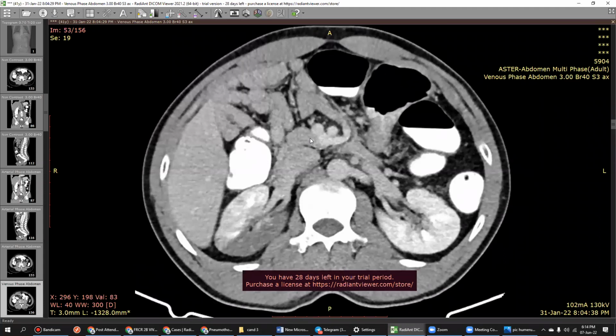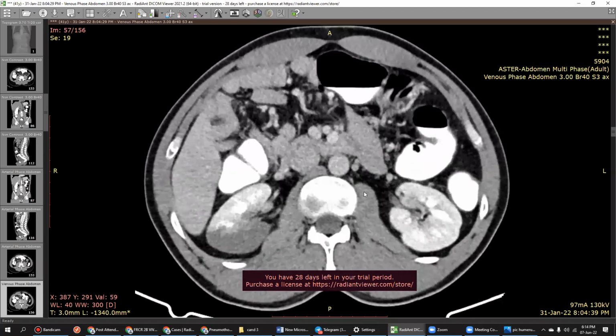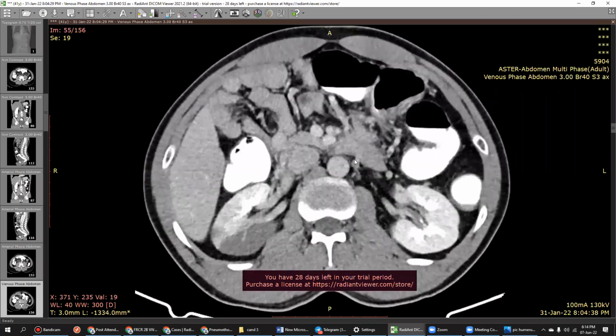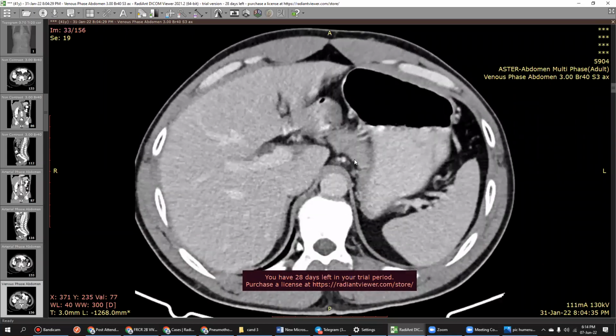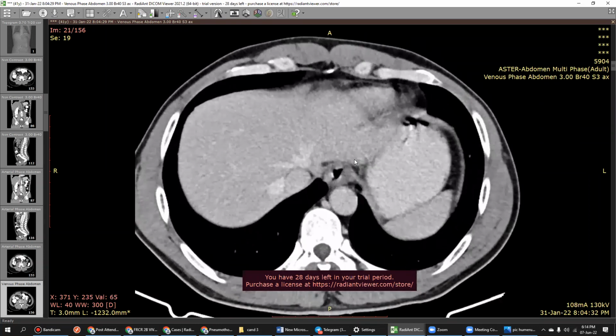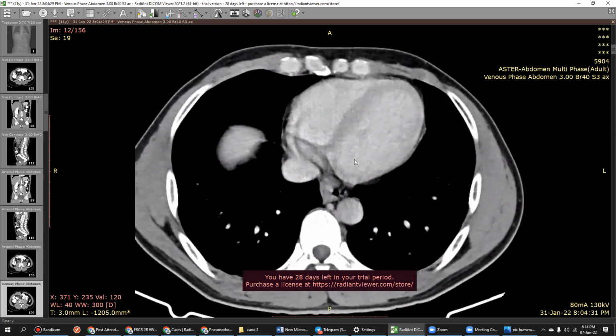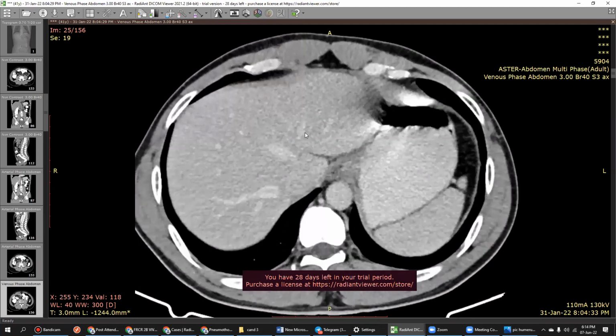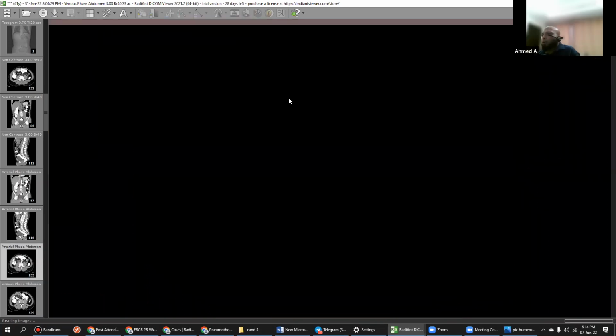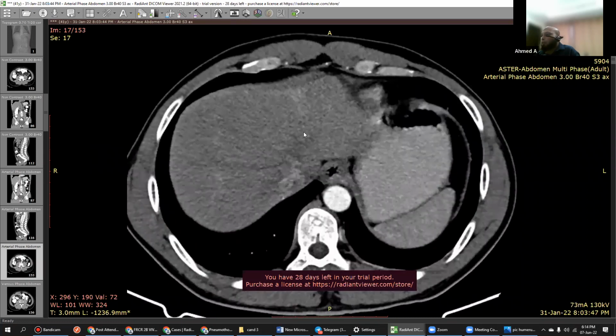In this portovenous phase, sorry, scrolling is not working. Okay, I will not waste time. The main venous finding, the phase is fine. The vein is fine. For the arterial phase, have a look at it again on the right side.